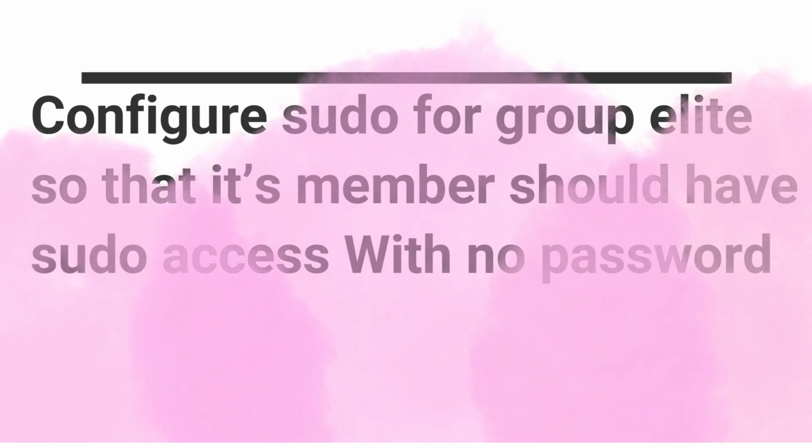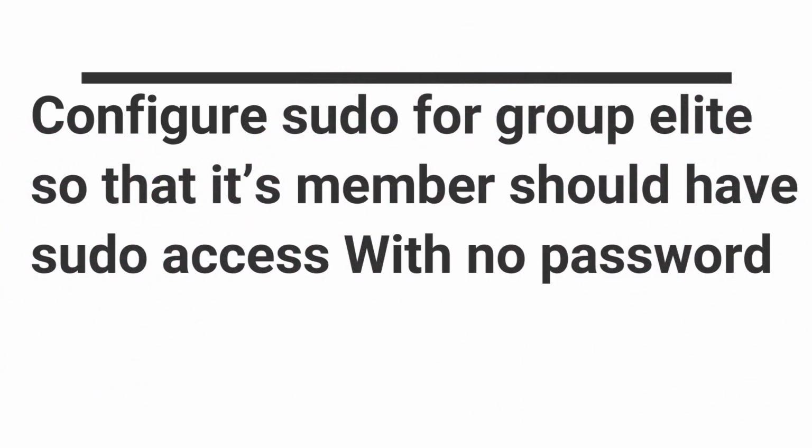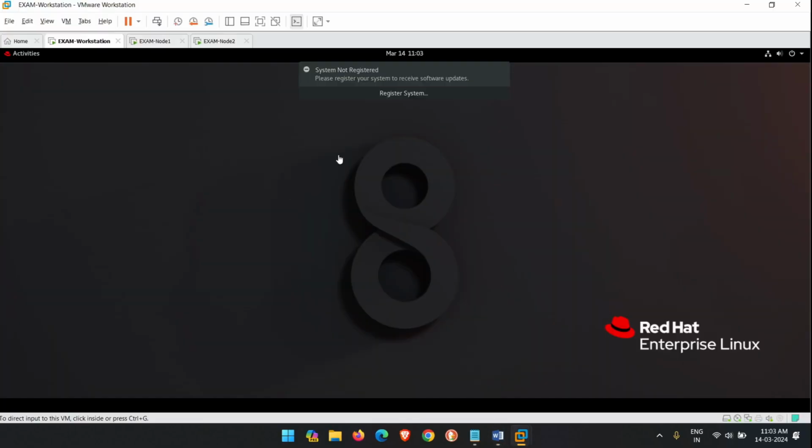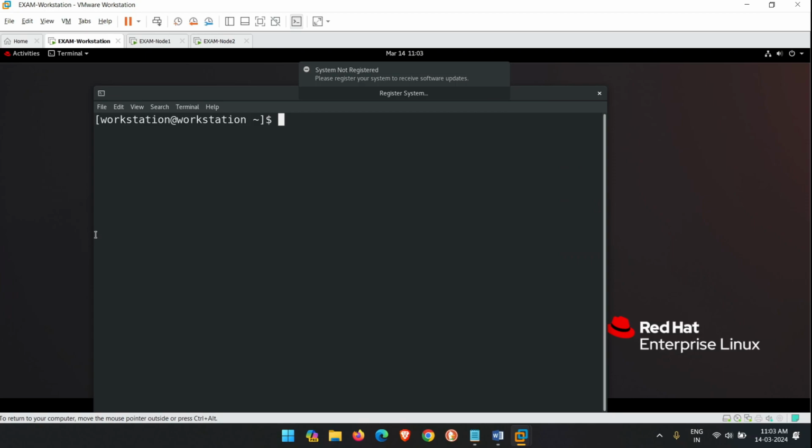Ok, so the first question is: configure a sudo privilege on a group called elite so that the members should have sudo access without a password. Okay, so simply, let's take an example. So I will create a group. I will just go to this node 1.